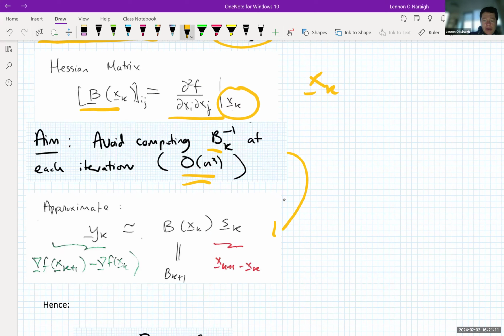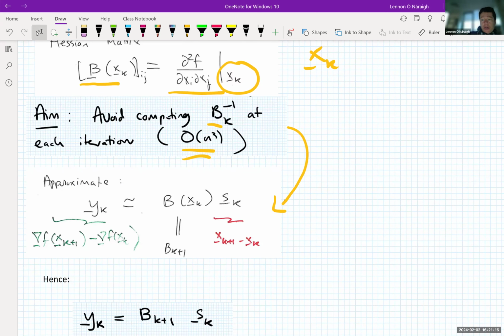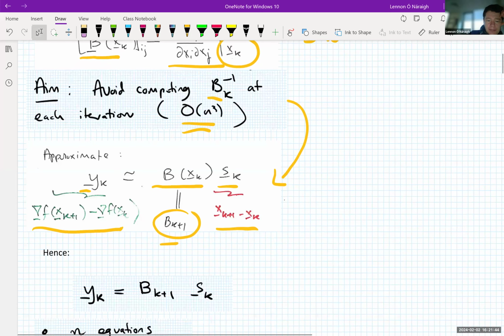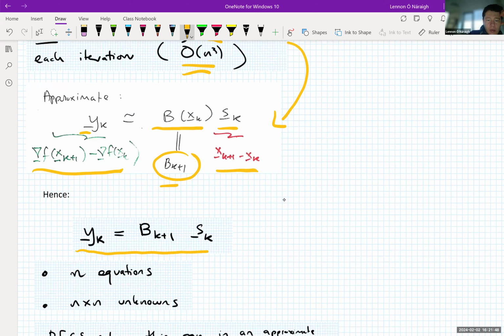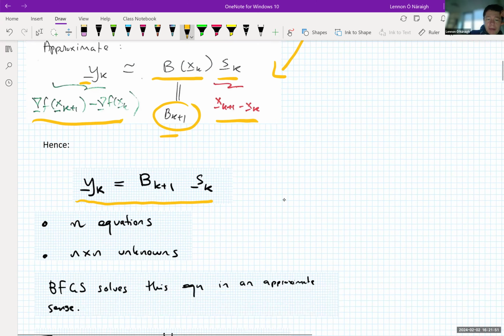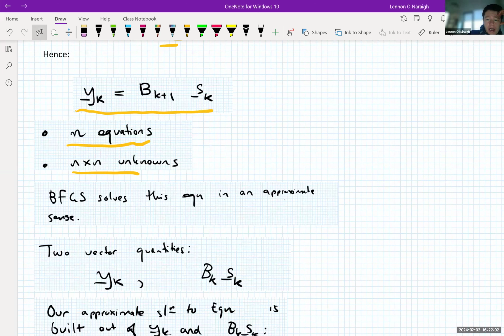Following on from the type notes, to approximate the Hessian Bk+1, we use this approximation, which is a Taylor expansion. So yk is approximately equal to B at xk times sk, where in our notation, B at xk is Bk+1. sk is the difference between iterates, xk+1 and xk, and yk is the difference between gradients at xk+1 and xk. In shorthand notation, we've got yk equals Bk+1 times sk. The problem here is that this is n equations, but there are n times n unknowns, because the unknowns are the entries of Bk+1. And so this is an underdetermined problem.